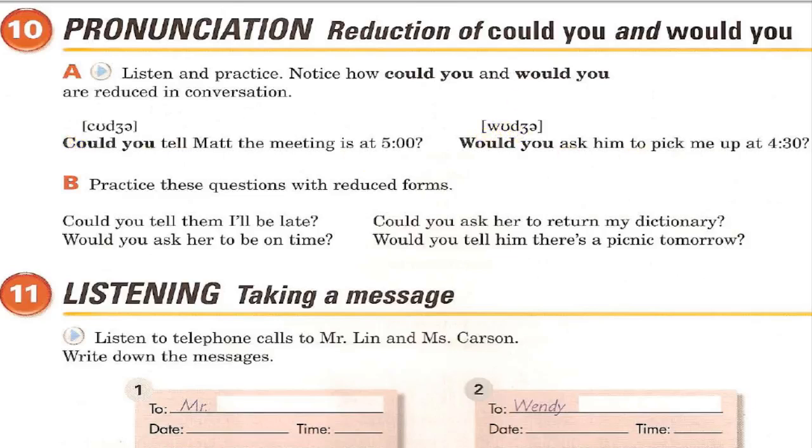Exercise number 10. In this exercise, could you becomes could you, would you. L silent, could you. L silent, would you. And then we'll make a link between the D and the Y. Could you, would you. Here, could you. Could and you, one word. Could you tell Matt the meeting is at 5? Would you ask him to pick me up at 4:30? Pick me up, yeah sound between E, because E and there is vowel, so put here yeah sound. Pick me up.